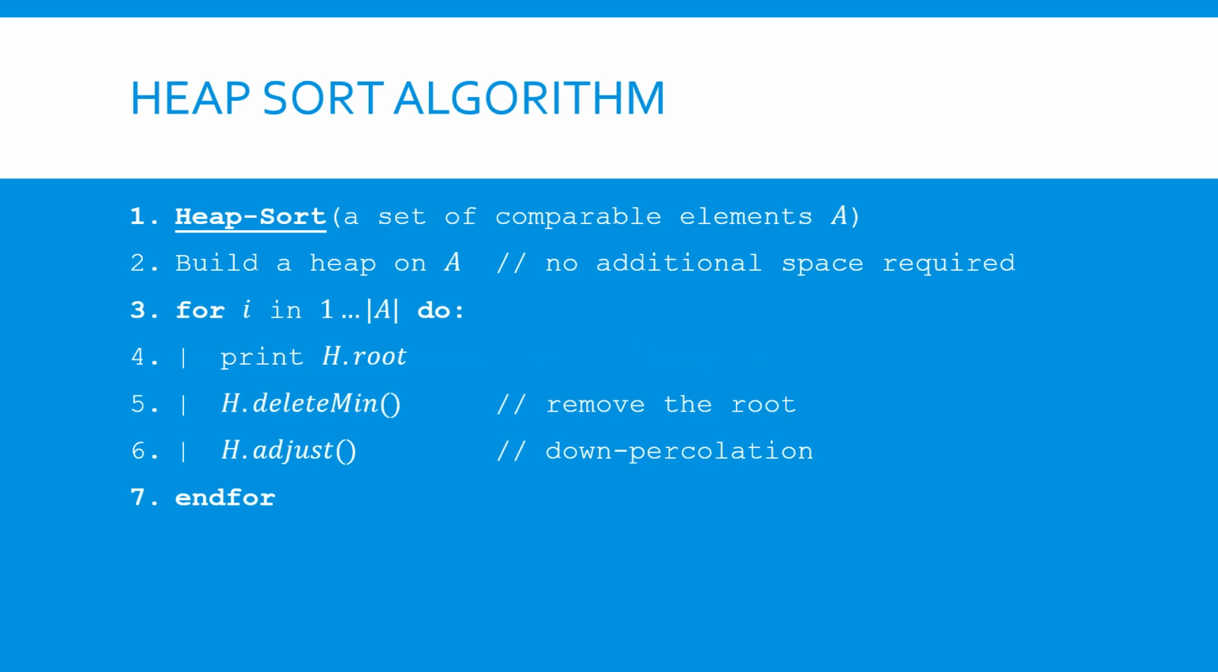Here is the pseudocode for the heap sort algorithm. In line 2, we need to apply the heap construction algorithm to the input array A. The heap construction algorithm runs in O(n) time and is in place. In the for loop, we iteratively output a root element, delete it, and adjust the heap.